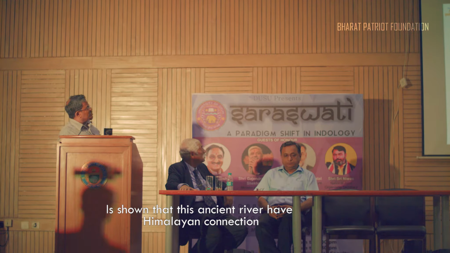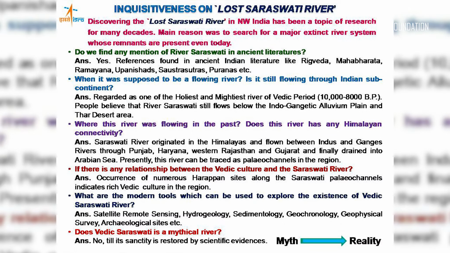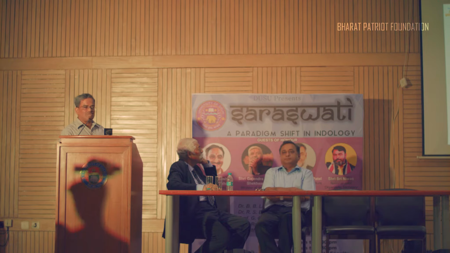Now, some curiosity comes to our mind. Do we find any mention of river Saraswati in ancient literatures? Definitely, we find many literatures. It was a flowing river, and many people say it is still flowing, maybe in the subsurface condition. It was flowing in the Vedic period as a very large, holiest and mightiest river, but presently it is in a subsurface condition, flowing very sluggishly, or its rate is very slow.